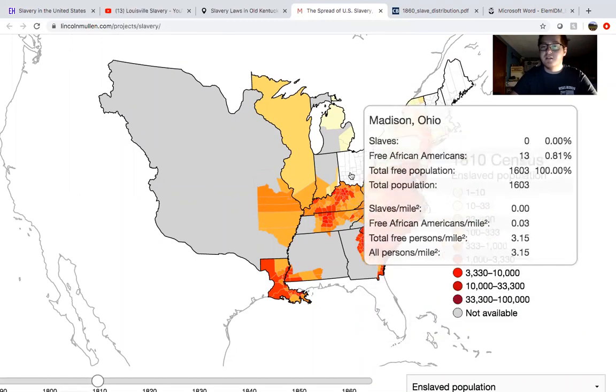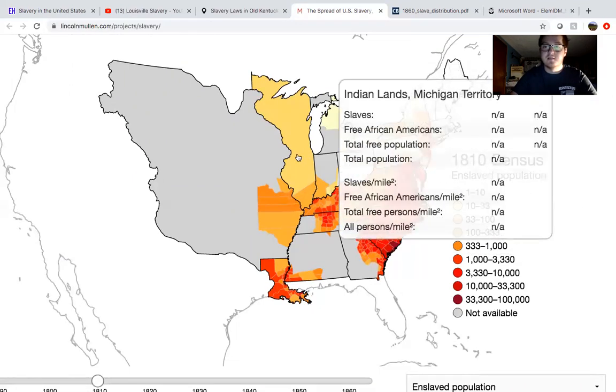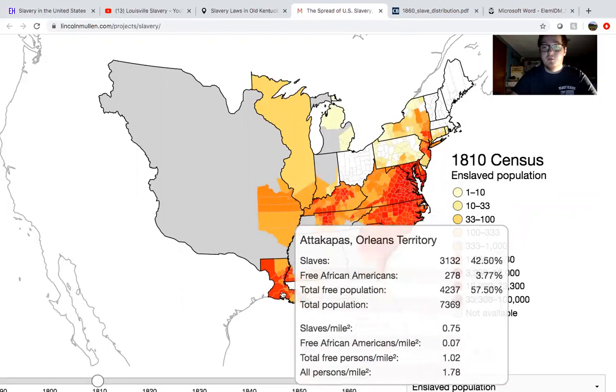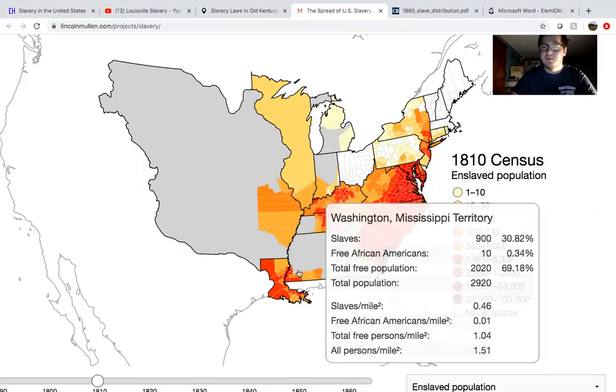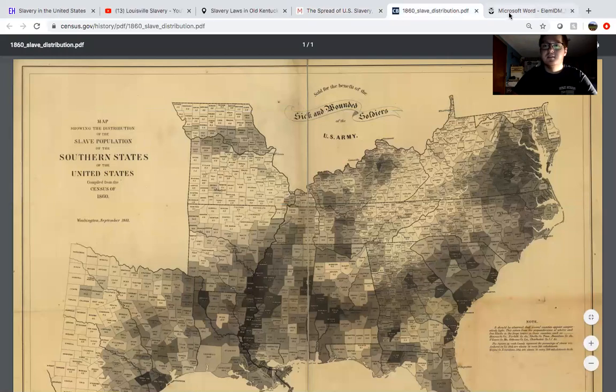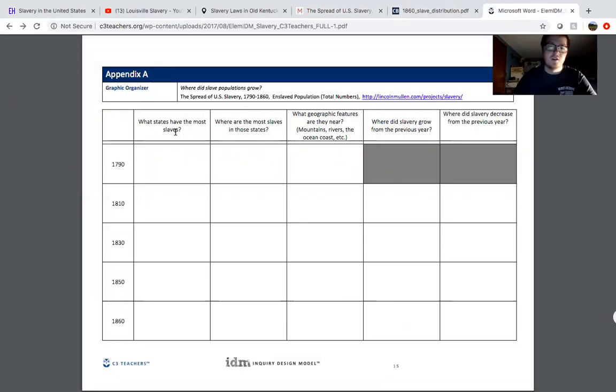You're obviously not going to write Ohio or Pennsylvania or New York for this. Even the Illinois Territory, don't write any of this. Even the Orleans Territory, part of Louisiana, would have a lot of slaves. So write down 2 or 3. I don't need every single state that has a lot. What states have the most slaves? So just don't write 1, write 2 or 3.